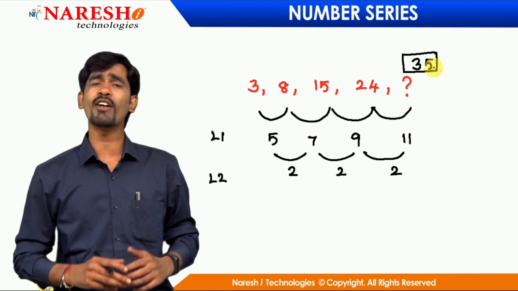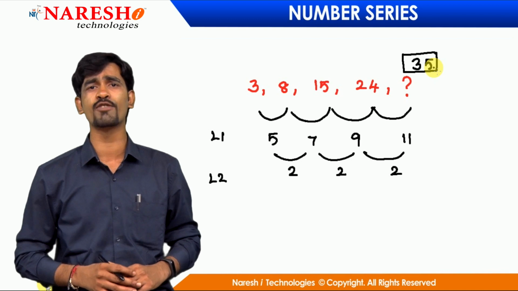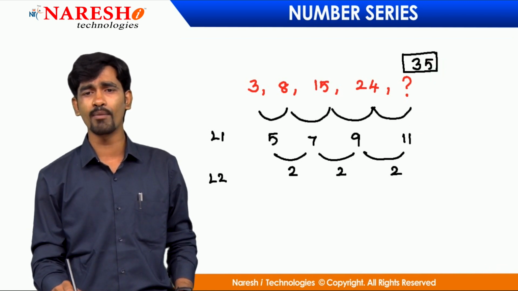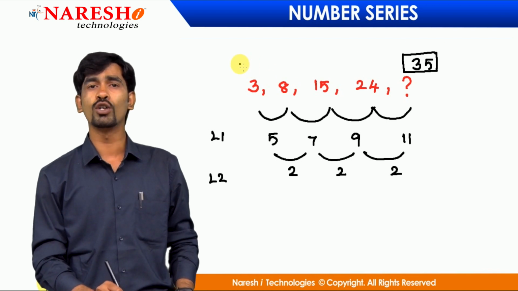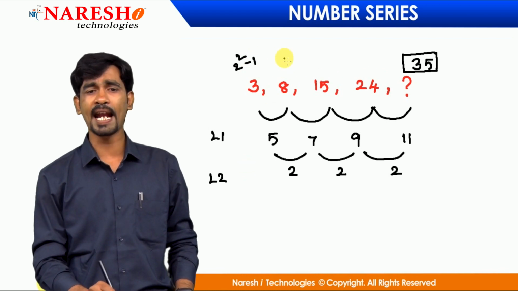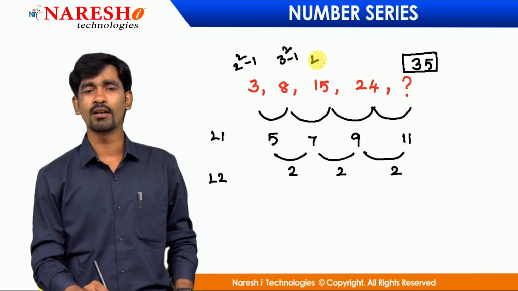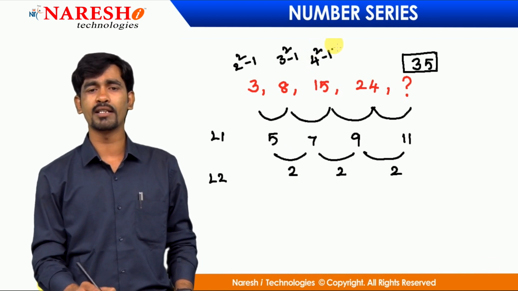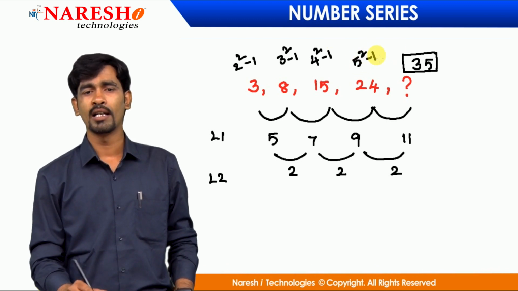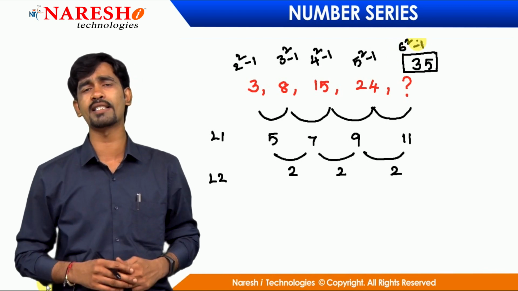Basically, even if you remember some standard patterns of perfect squares and perfect cubes, it would be easier to make the answer choice faster. If you observe, these numbers are also following one more pattern which you can comfortably look at. This is nothing but 3, we can also write this as 2 square minus 1. We have this as 8, that is nothing but 3 square minus 1. And this is 15, that is 4 square minus 1, and 5 square minus 1. The next one must be 6 square minus 1, that means 36 minus 1. You can mark your answer choice as 35.